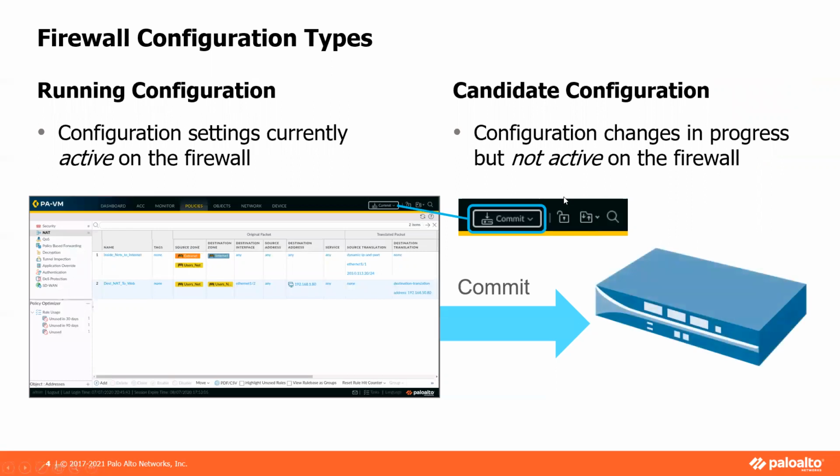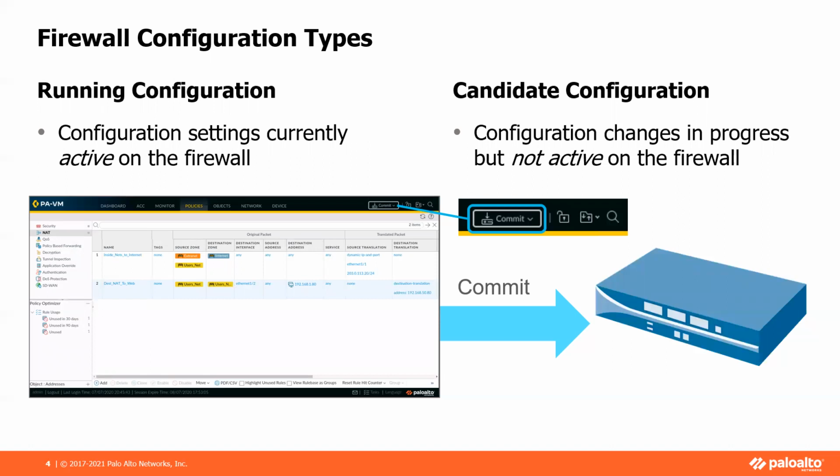All right, so we did this a little bit last week when we were in the labs, running through the configuration. The running configuration is what's currently active on the firewall. When we go to commit something, we have a candidate configuration that we've changed or done stuff on the firewall, but it does not take place actively.